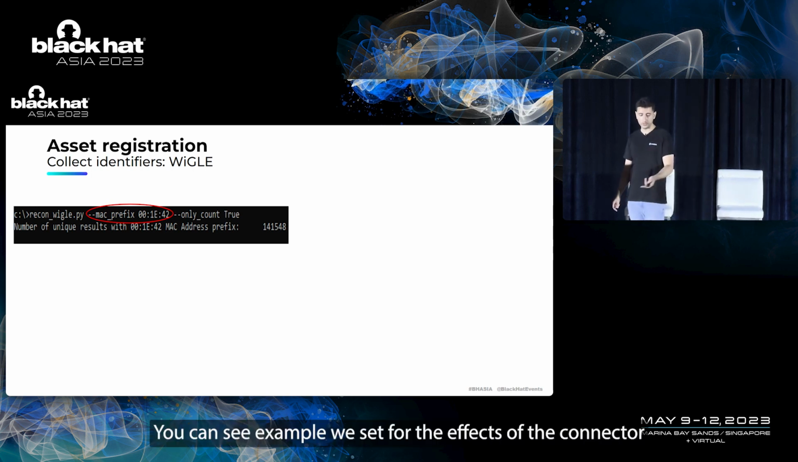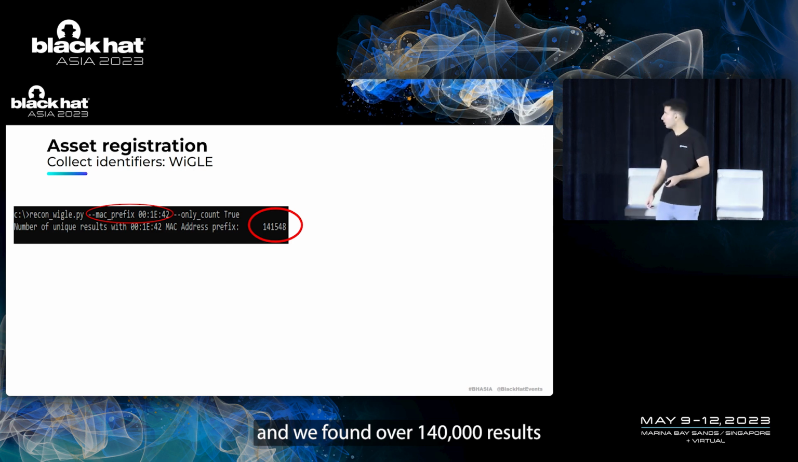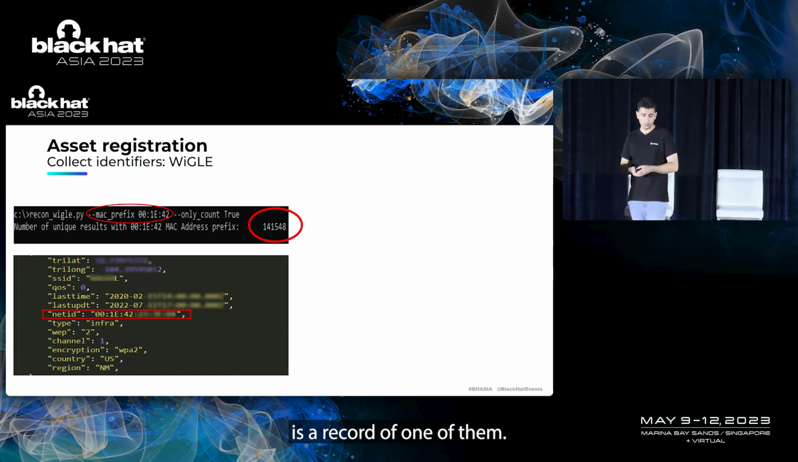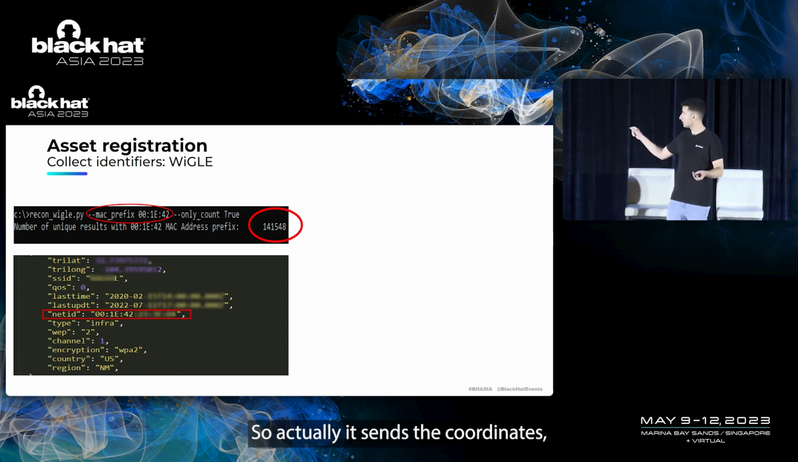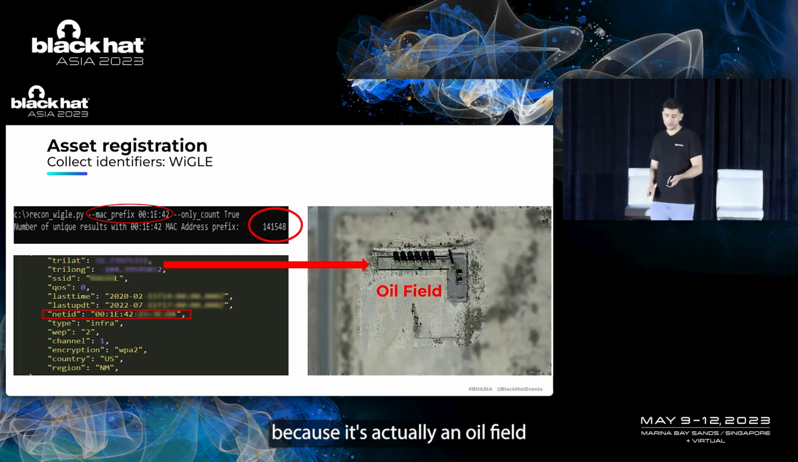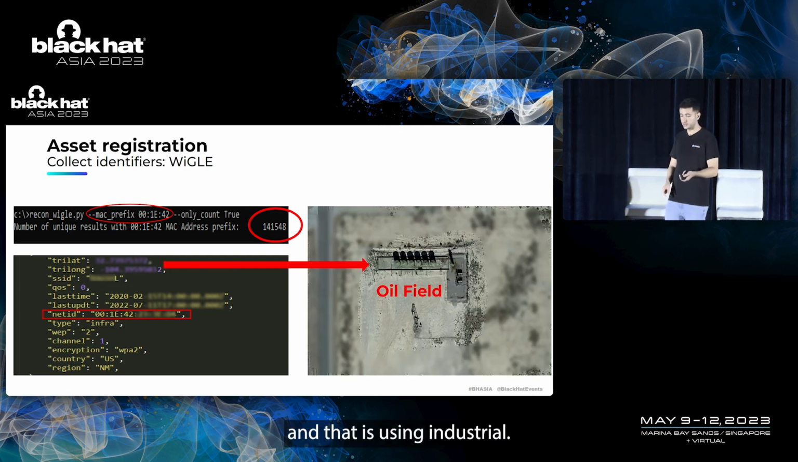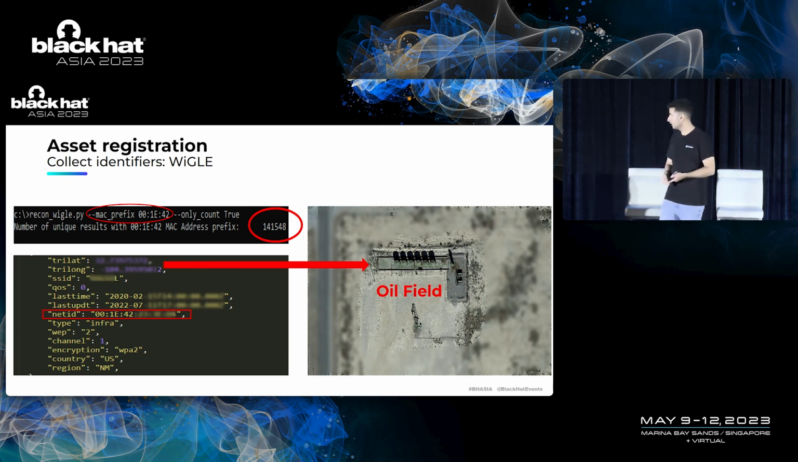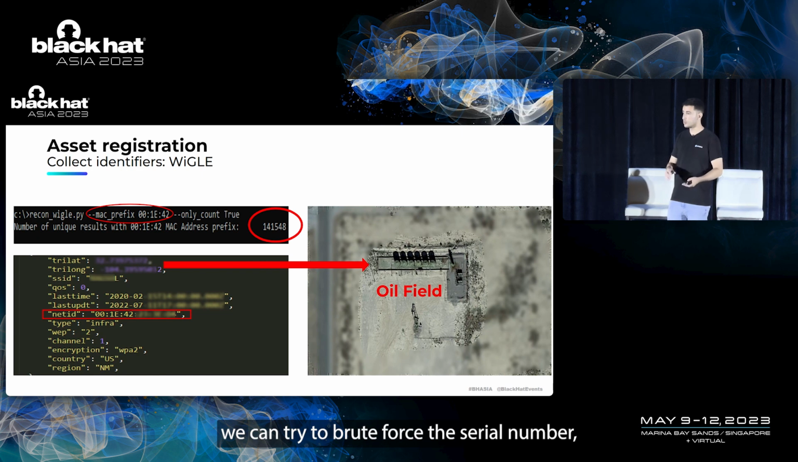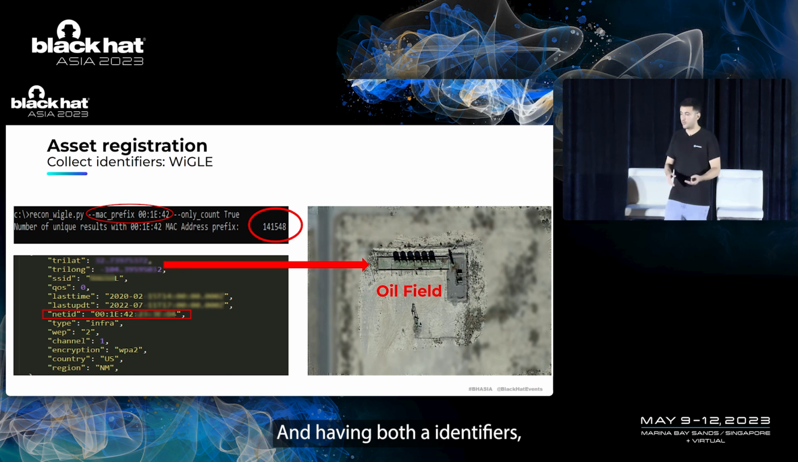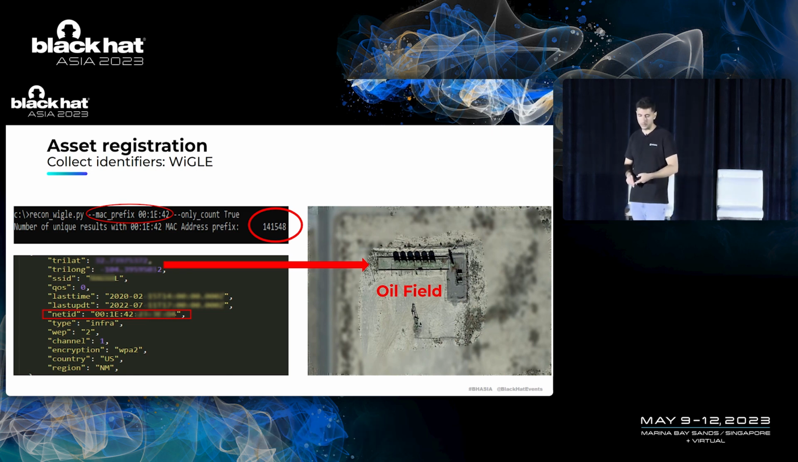We searched for the MAC prefix of Teltonika, and we found over 140,000 results. Here is a record of one of them. I actually censored the coordinates, the full MAC address, and the network name, because it's an oil field that is using an industrial cellular router with the Wi-Fi functionality of Teltonika. So having the MAC address, we can try to brute force the serial number, which is only 8 numbers. And having both identifiers, we can register the device to our account.